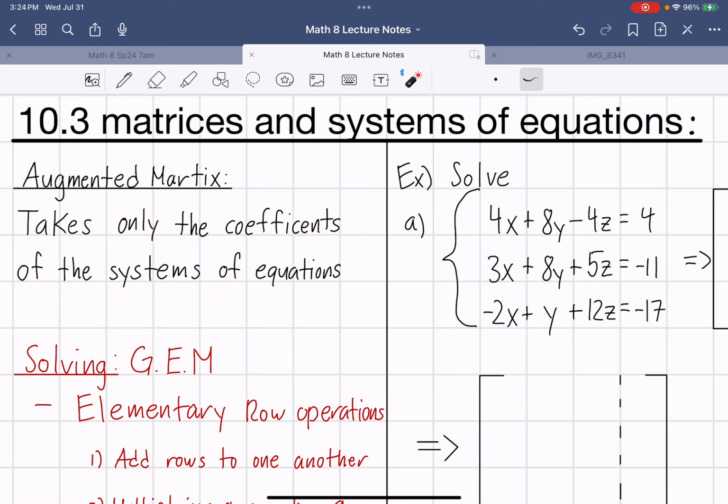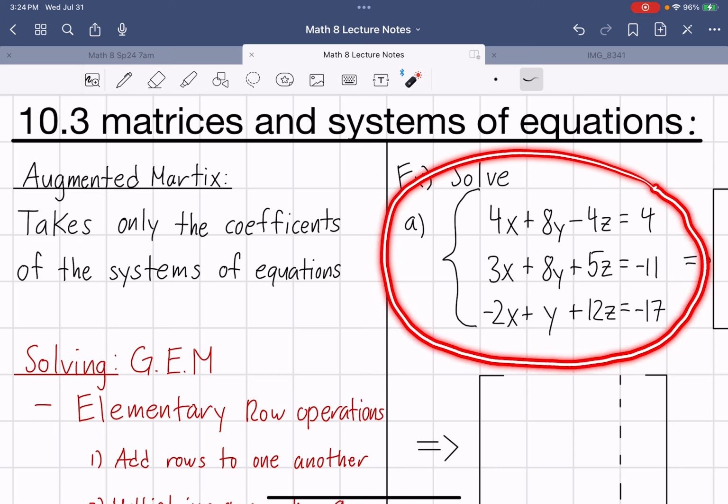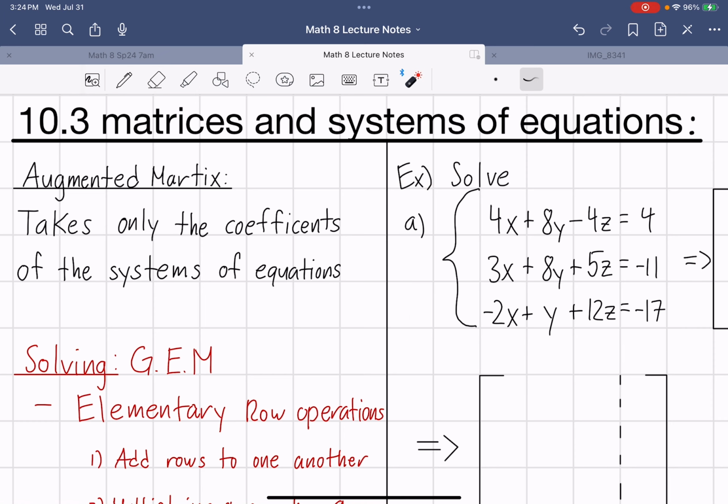Now, what is a system of equations? That's the example that we're going to look at here. It has multiple equations. You can have a system of 2 equations, 3 equations, 4 equations, and of 2 variables, 3 variables, 4 variables. We're going to be looking at systems with 3 variables involved.